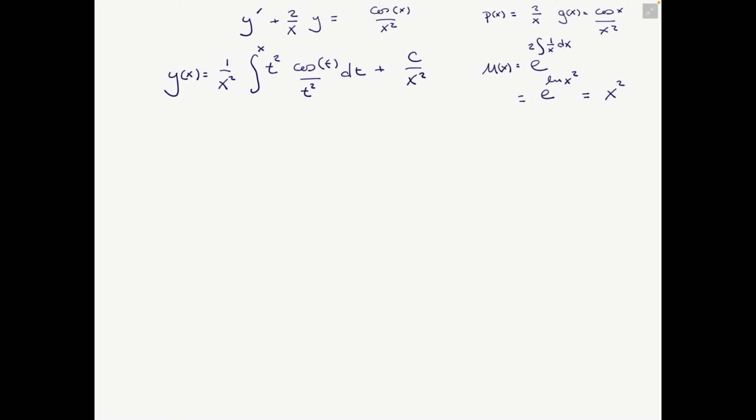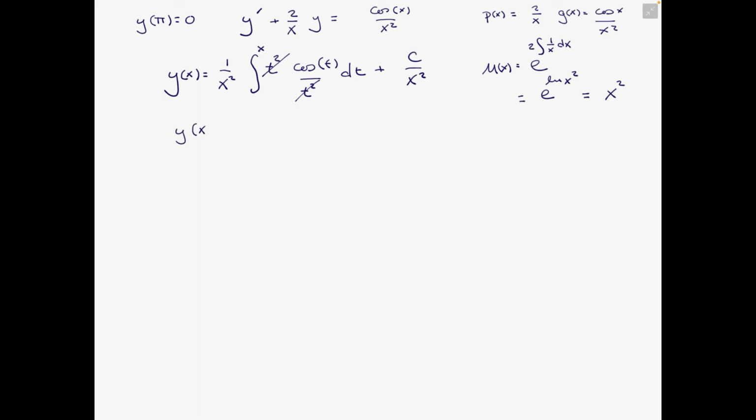And do we have an initial condition? Yes, we have y of pi equals 0. So this really simplifies matters.